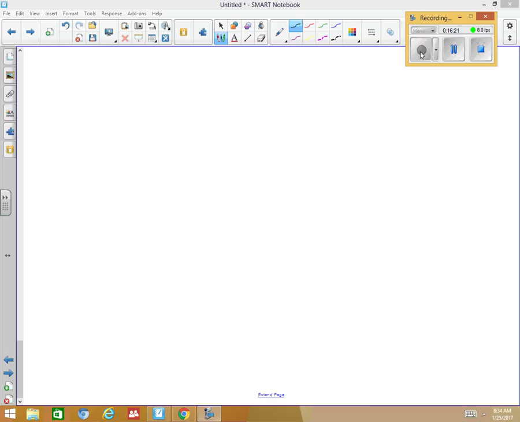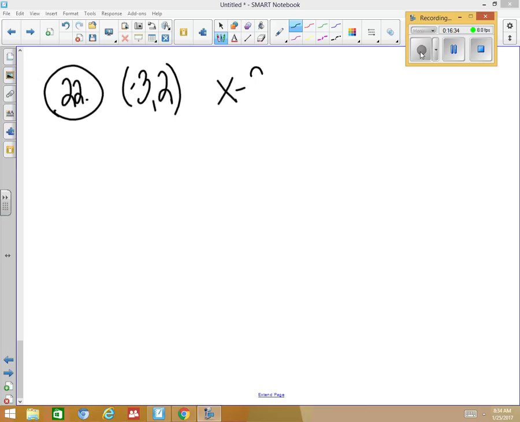Number 22. Okay. This isn't harder. It's just set up different. Oh, it's in a different form. But isn't it easier for us to notice the slope when we do y equals mx plus b? Yes. So let's turn it into y equals mx plus b.